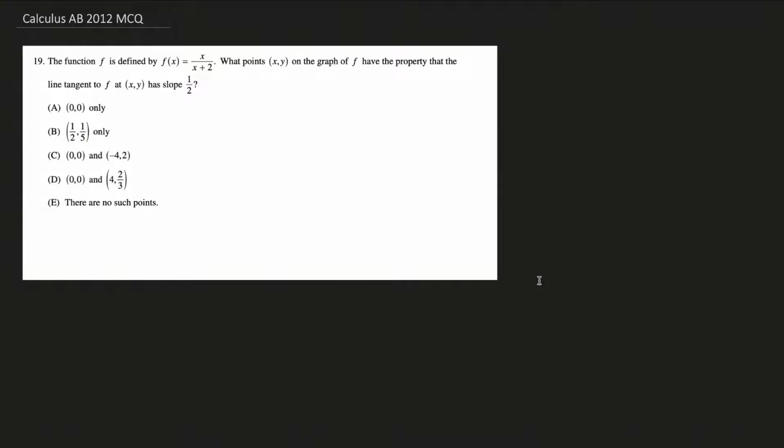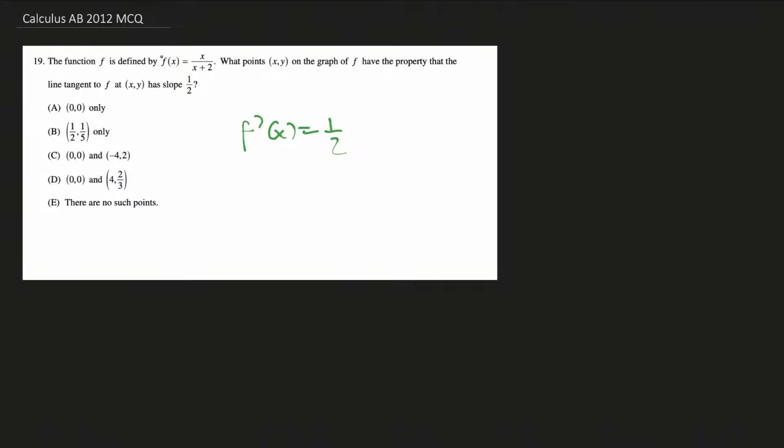Alright, number 19 says the function f is defined by f of x is equal to x over x plus 2. At what point x comma y on the graph of f does the line tangent to f at x, y have slope 1/2? Okay, for this one, you're going to have to figure out where f prime of x is equal to 1/2, because the derivative basically tells us the tangent line slopes.